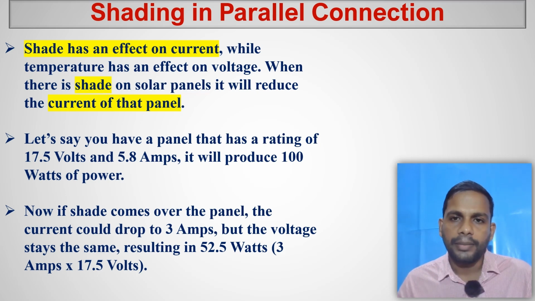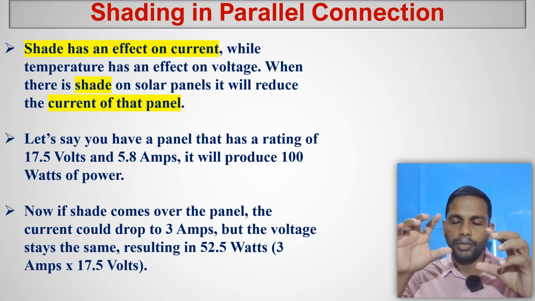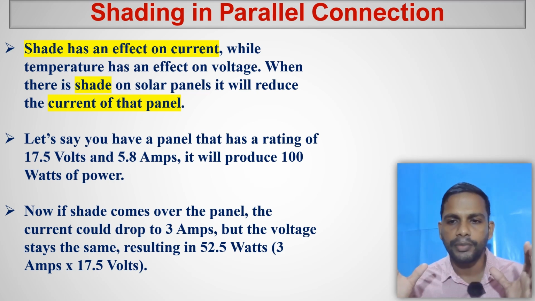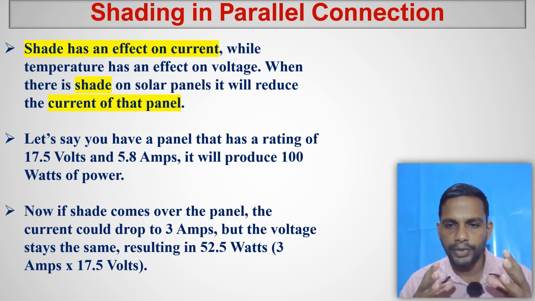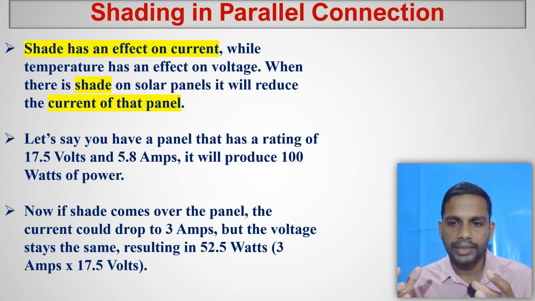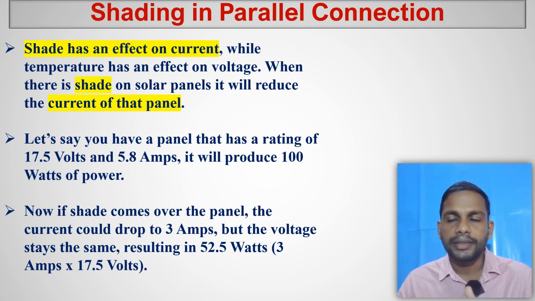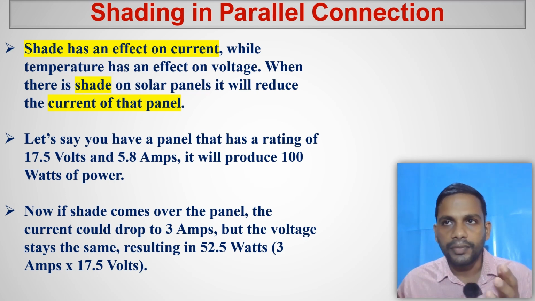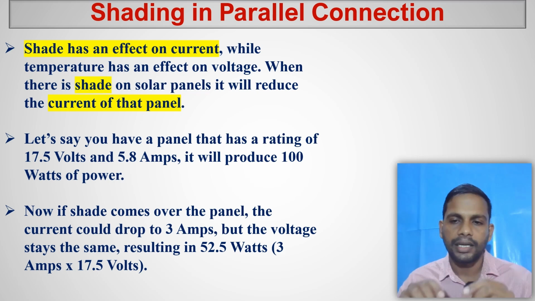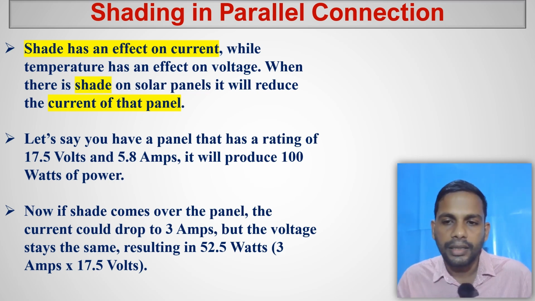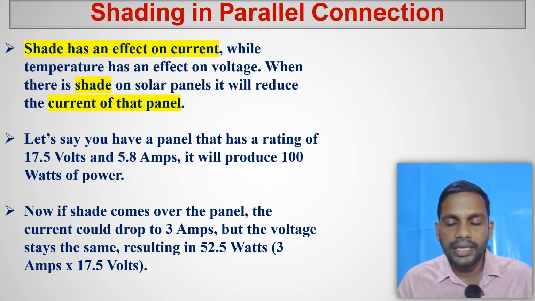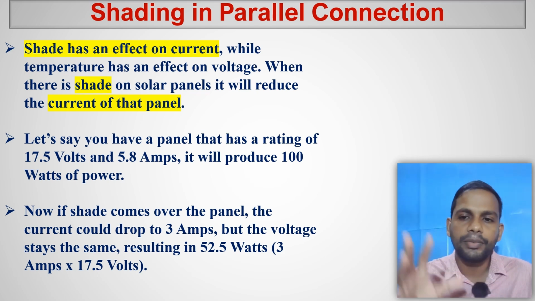Okay, in parallel connection what happens? Let's say you connect 3 modules in parallel. Each module operates independently, so the shading will not be a problem in a parallel connection of modules. But can we connect these cells in parallel? No, we cannot connect the cells in parallel. Cells are connected in series in a module. So if one cell is shaded, definitely that entire module will be impacted.